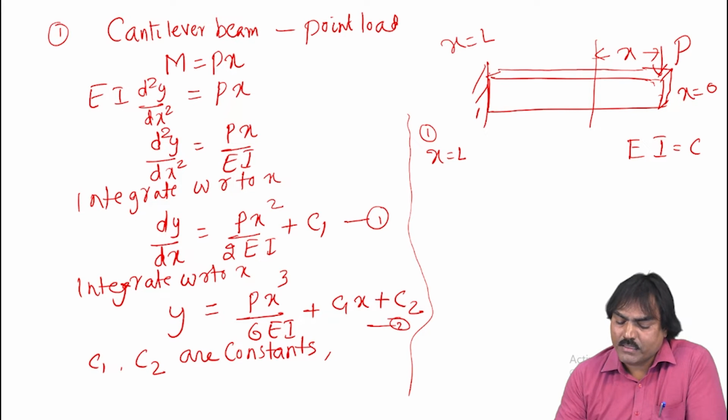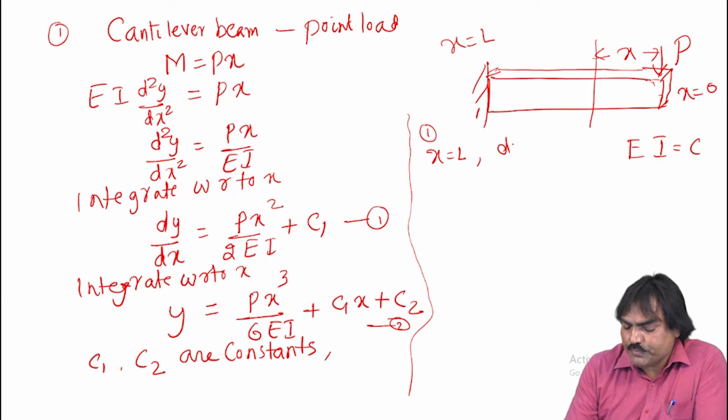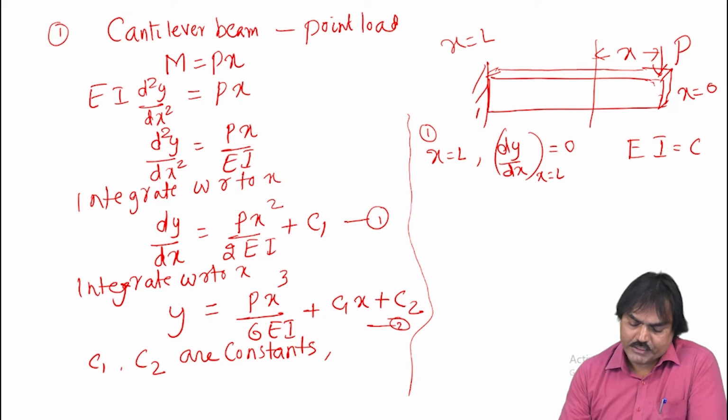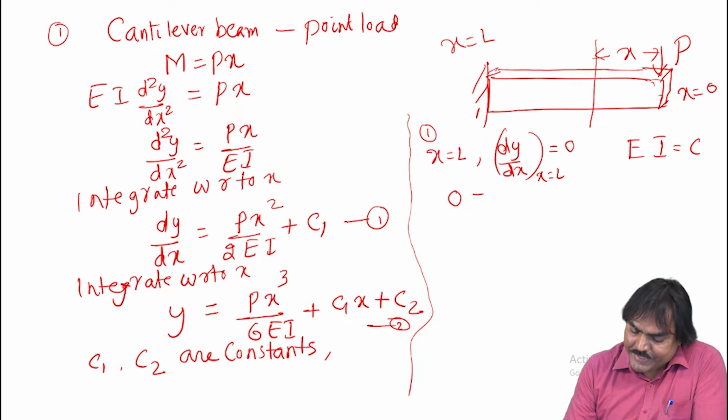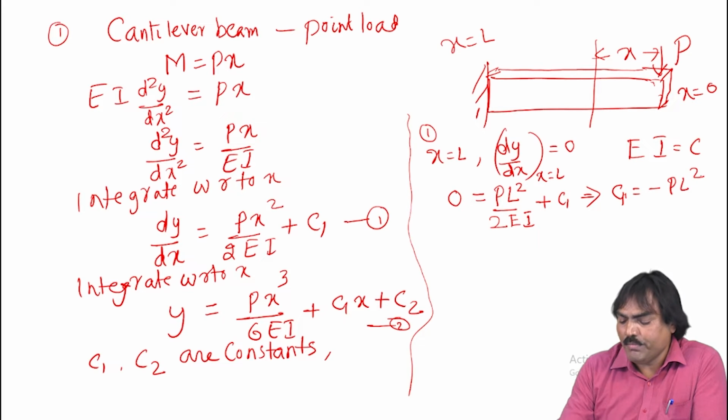The first boundary condition is when x is equal to L. At the fixed end, the cross section cannot rotate. That means the slope dy/dx at x equal to L will always be 0 for a fixed end. If you substitute this condition in equation number 1, 0 is equal to PL²/2EI plus C1. From this, we get the first constant of integration C1 as minus PL²/2EI.